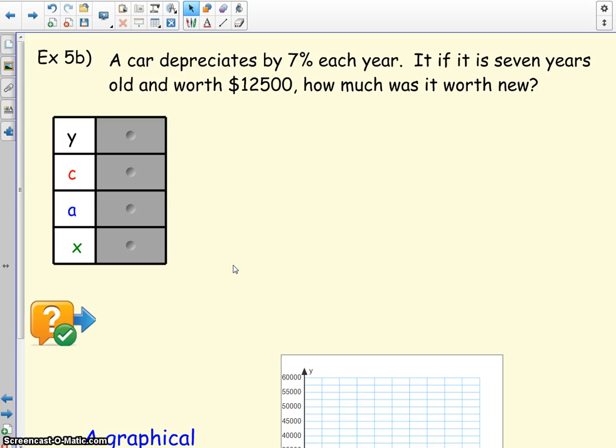But this one's very similar to A. Might be a different variable to solve for, but the setup should be very, very similar. So again, pause it, give it a go, and push play when you're ready to see it.